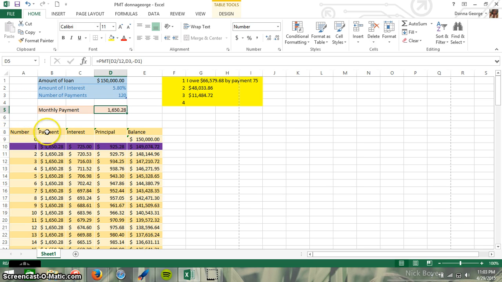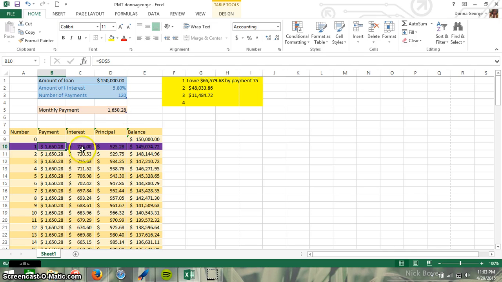So to get this, what I did was I just put in number, payment, interest, principal, and balance, and then I put in 0, and I put in the balance of $150,000. Then from there, I started with this row, which I have in purple, and I put the number 1, and then when I got under payment, I put $D$5, which would be the absolute value of D5, and D5 would be the monthly payment.